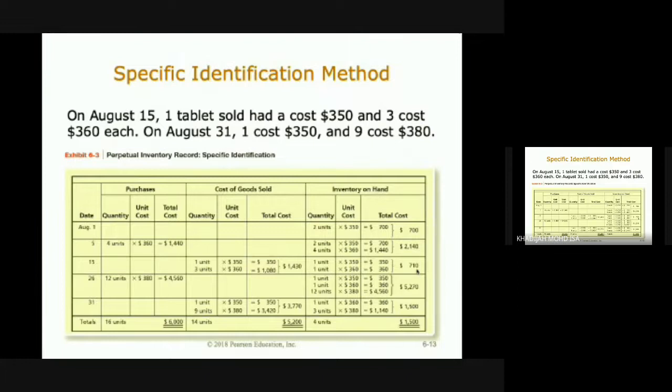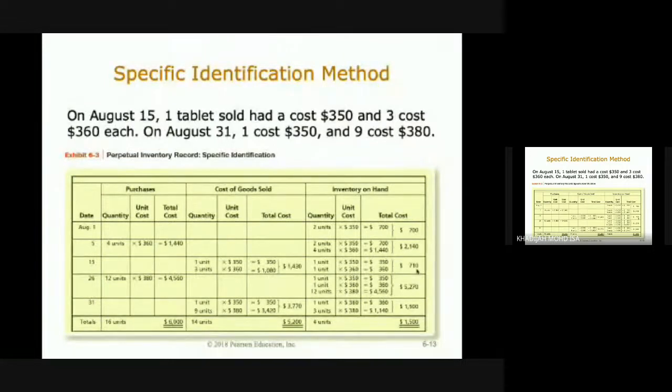And then on 26th of August, you purchase another 12 units, all right? And each one costs you 380. So the total cost is 4560. And when it comes to 31st of August, it says that you sell 1 unit that costs 350 and 9 units that cost you 380. So you have to take this cost. So on 26th of August, you purchase another 12 units, so inventory on hand, you have 1 unit at 350, 1 unit at 360, and 12 units at 380.